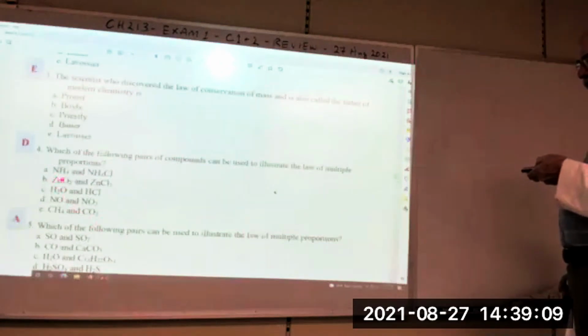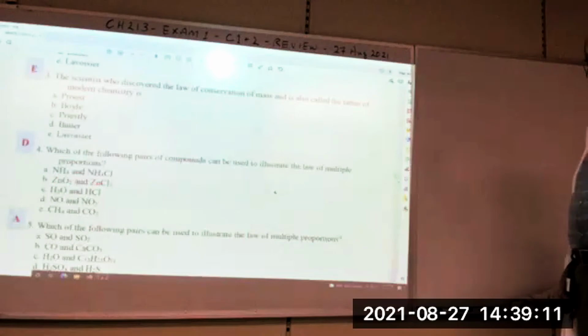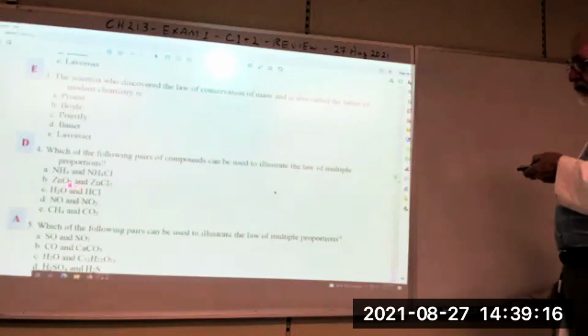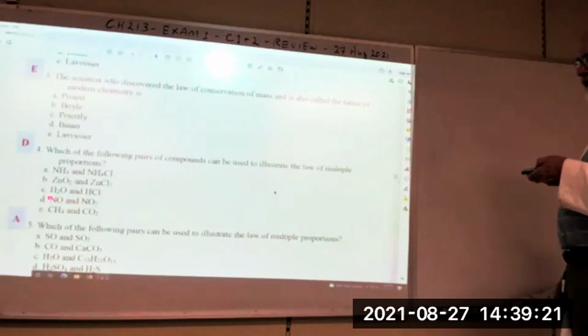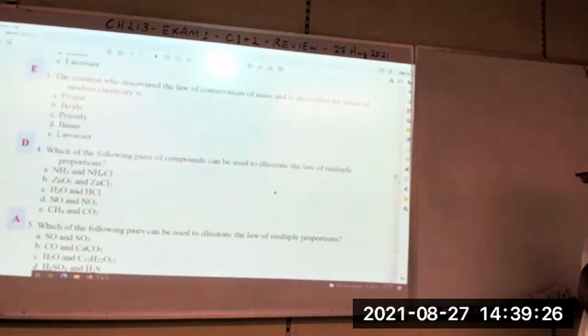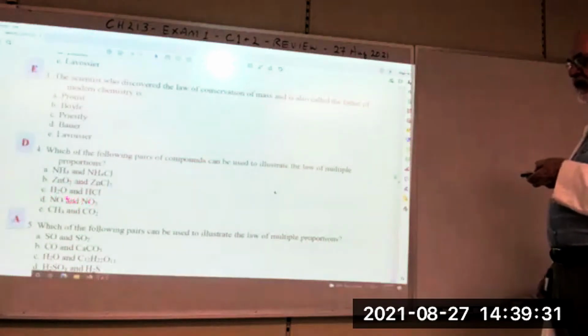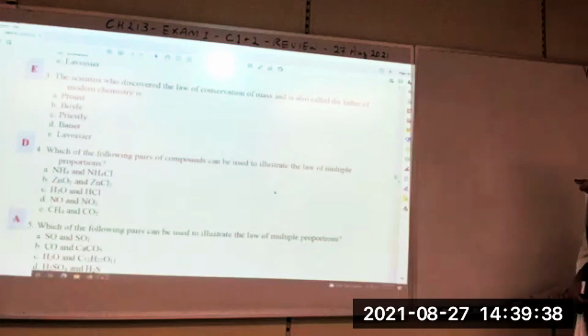So here we got zinc and oxygen, zinc and chlorine. That won't work either. Those second elements have to be the same. How about this one? Hydrogen and oxygen, hydrogen and chlorine? Nope. Aha. Nitrogen, nitrogen, oxygen, oxygen. There you go. So if we hold this one nitrogen constant, then the ratio of the other two are whole numbers. So this one is twice the mass of that one. Okay? That's multiple proportions.